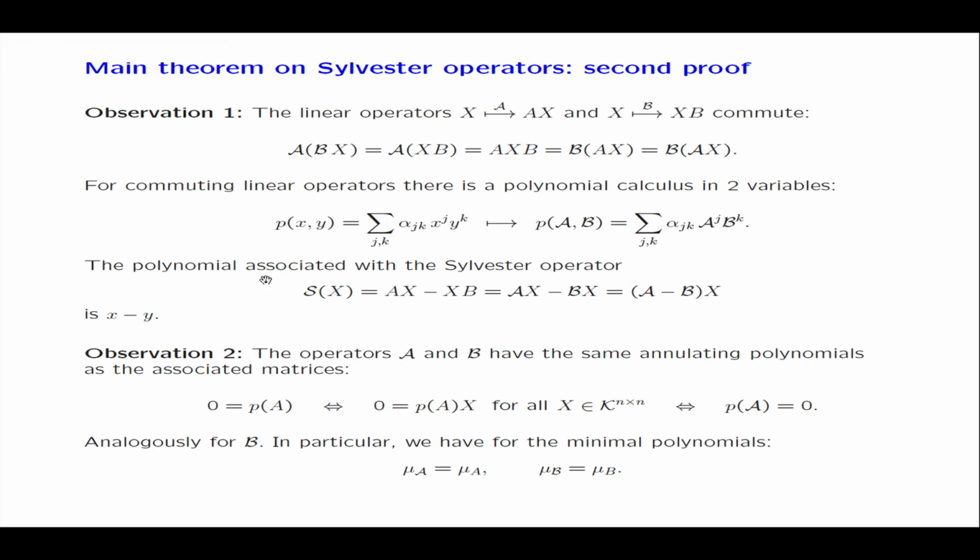So the polynomial associated with the Sylvester operator is then just this. We have a polynomial in two variables, and the first variable is script A, and the second is script B. So the polynomial is just x minus y, because then you can replace x by script A and y by script B.